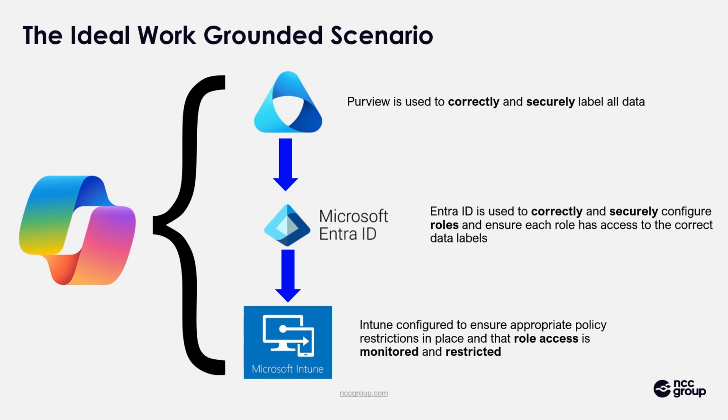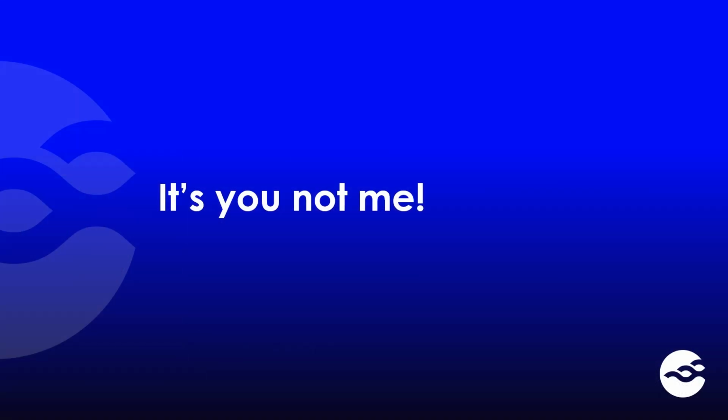So, this is what it's supposed to look like. We use Purview to correctly and securely label our data. Entra ID then has correct roles, and we use Intune to manage access to those roles and restrict those roles. Good luck with all that. We'll get to that. So how does this all go wrong?